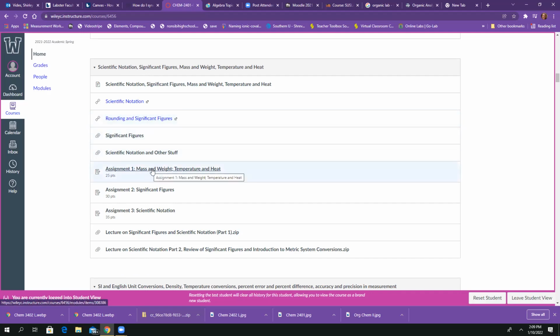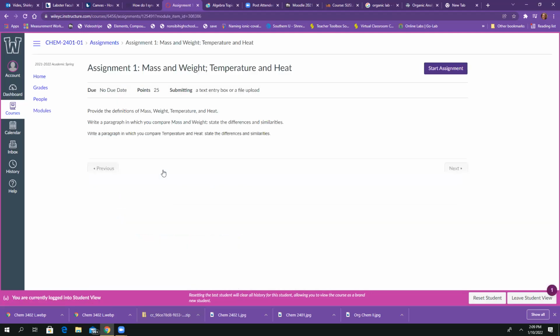Now there is an assignment, it's called mass and weight and temperature and heat. It is a very simple assignment. Basically it says provide the definitions of mass, weight, temperature and heat. When I'm referring to mass, I mean mass as in chemistry. I don't want to hear it is an amorphous object or something like that, because that's not mass. Mass, for chemistry, is the amount of matter contained in an object, basically. I don't want to hear any other thing, because whenever somebody says, oh, you have a mass in your body, that means you probably have a tumor. And that's not the kind of mass we're talking about here.